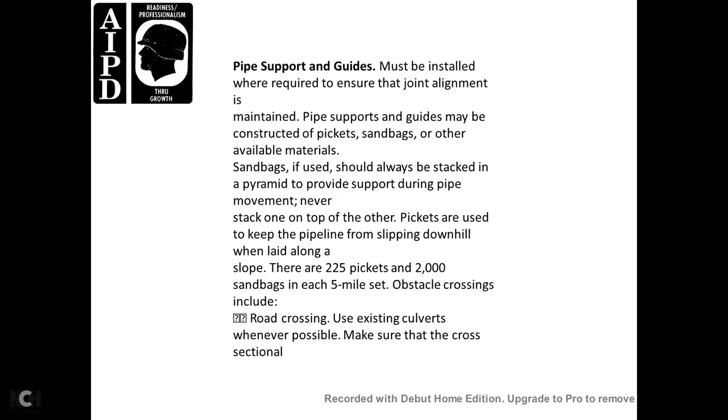The pickets are used to keep the pipeline from slipping downhill when laid along a slope. There are 225 pickets and 2,000 sandbags in each 5-mile set.